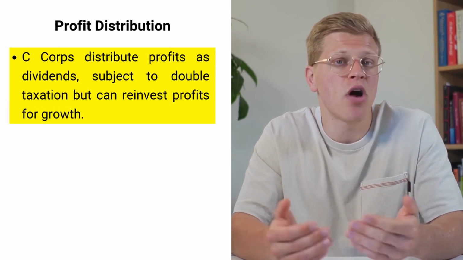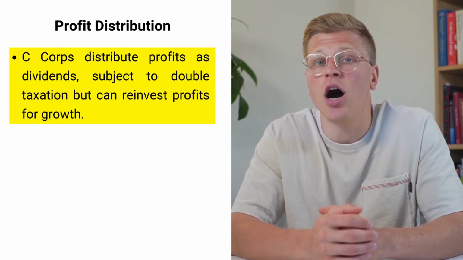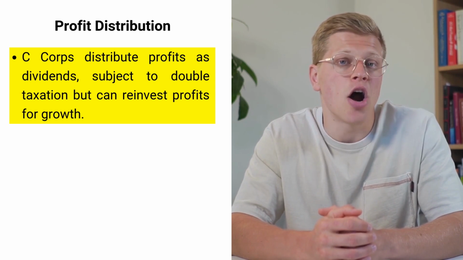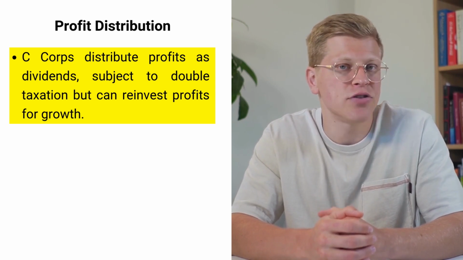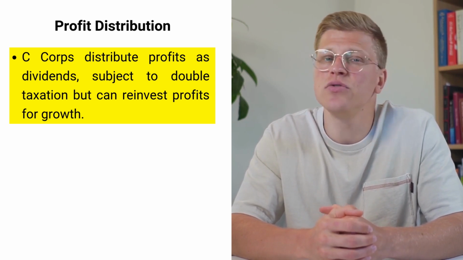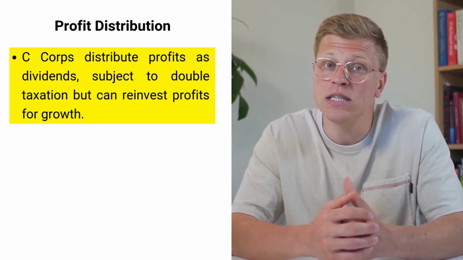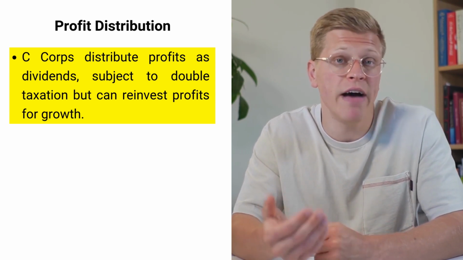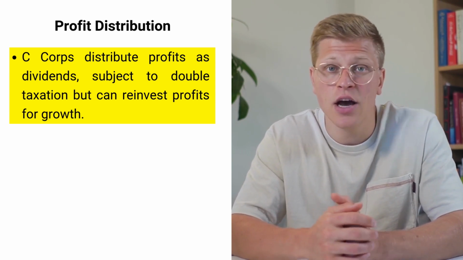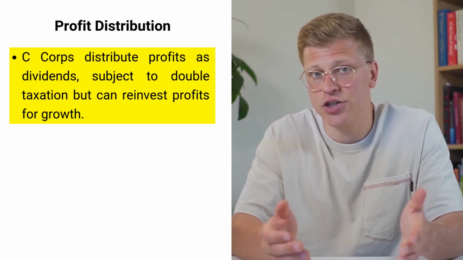C-Corps distribute profits to shareholders in the form of dividends. These dividends are paid out of the corporation's after-tax profits and are subject to double taxation. However, C-Corps have the flexibility to reinvest profits back into the business, which can support growth and expansion.